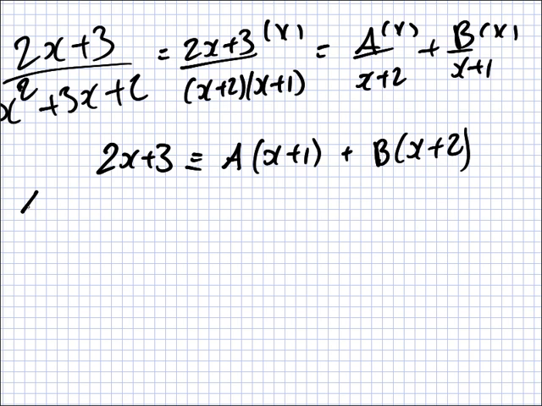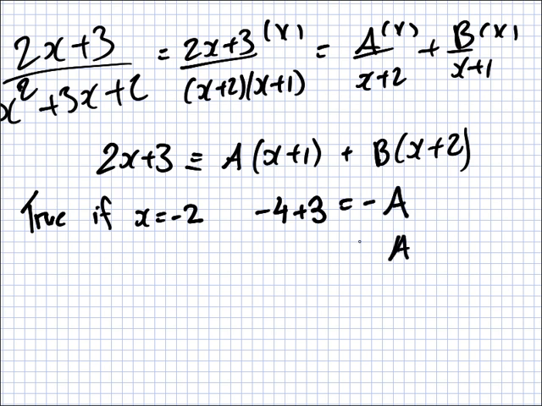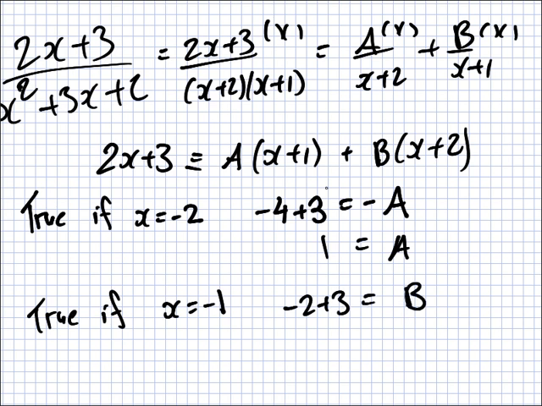So then it should be true if x is equal to minus 2. It should be true. So let's put in minus 2. We'll get minus 4 plus 3 equals minus a plus 0. So then you get a is equal to 1. It should also be true if you use x equals minus 1. So then you have minus 2 plus 3 equals b. Because this is gone. So then you get b is equal to 1. Well, so that's the second way to do it.